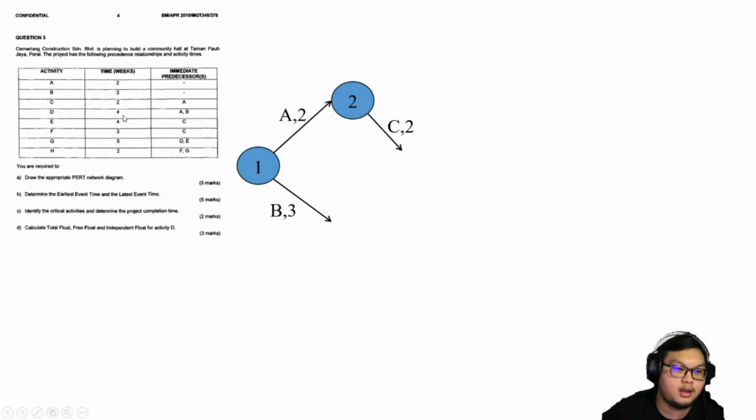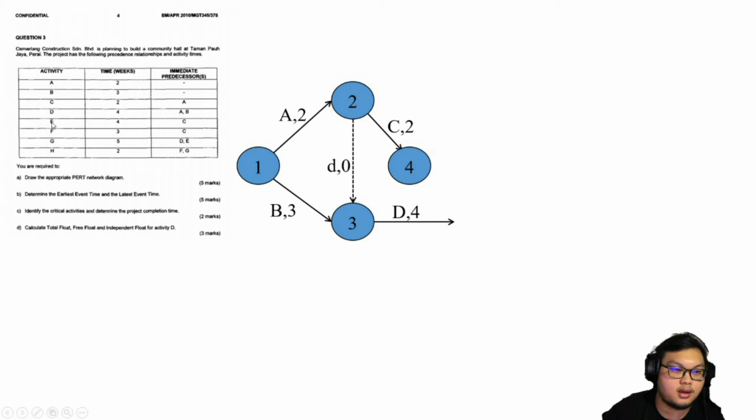And then D. Predecessor from A and B. So this comes from the same activity, so we will create one dummy from 2 to write the D. Okay, now we have dummy 0, event 3, and we can draw the D.